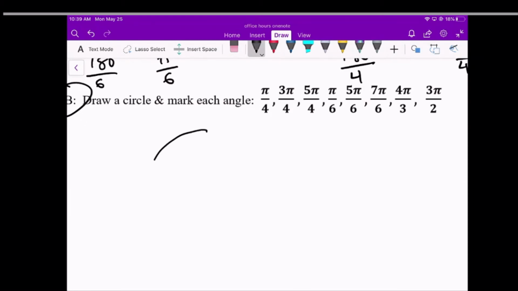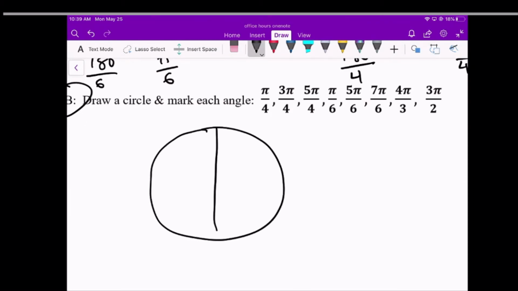Let's put all the angles together on one diagram. This is pi over 4 right here. 2 pi over 4, 3 pi over 4, 4 pi over 4, 5, 6, 7 pi over 4.